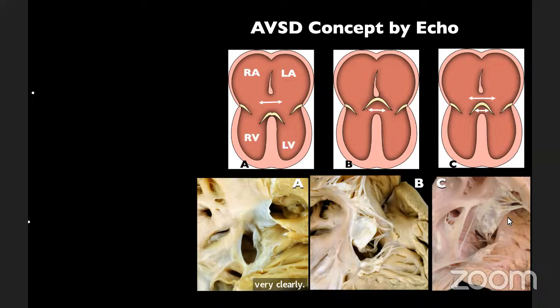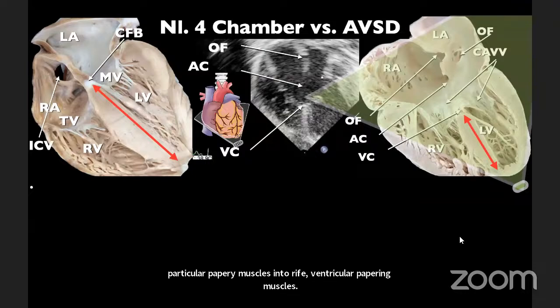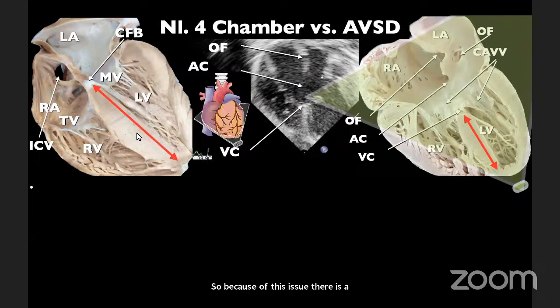And here is the superior bridging leaflet straddling from the left ventricle into the right ventricle, and here is the posterior leaflet, which has already begun a little extension towards the superior bridging leaflet, but has left a bare area between the right and the left ventricles here, and a straddling of the valve from left ventricular papillary muscles into right ventricular papillary muscles. So because of this issue, there is a change in morphology between the normal heart and the heart with an AV septal defect.